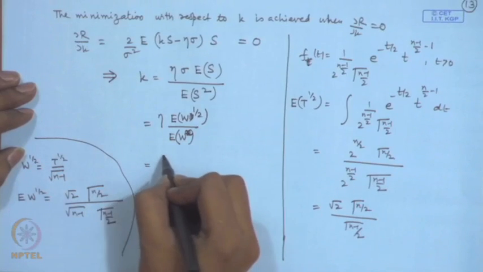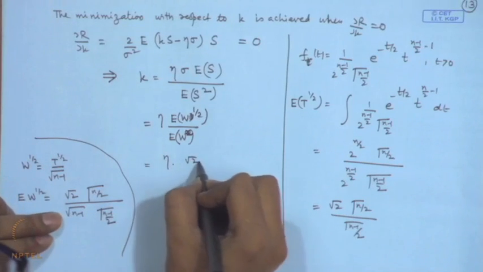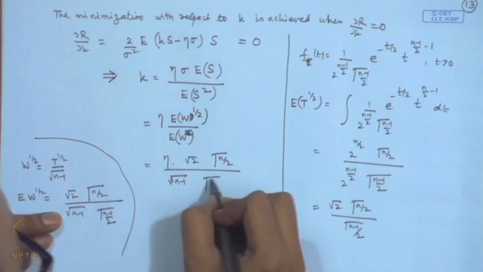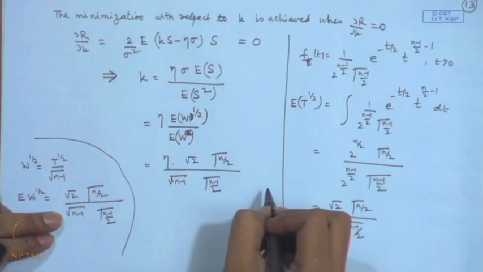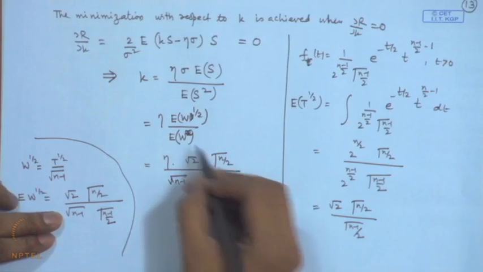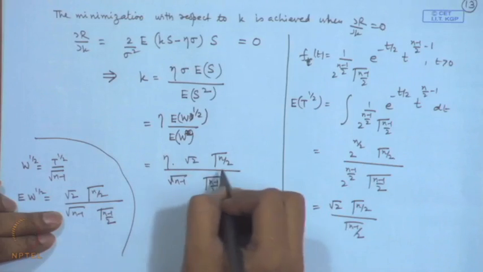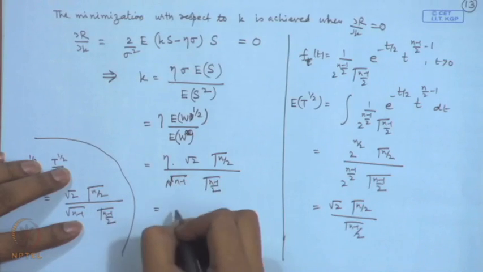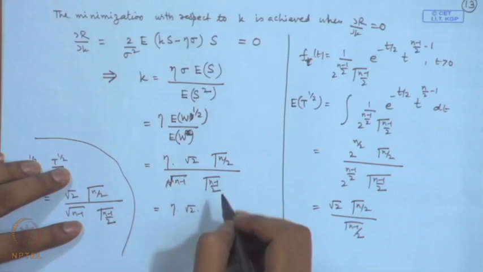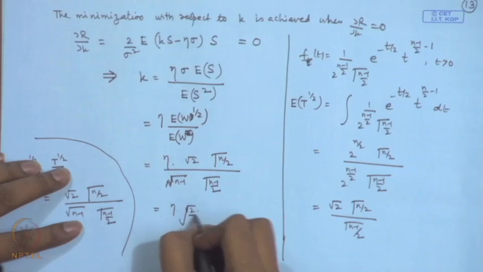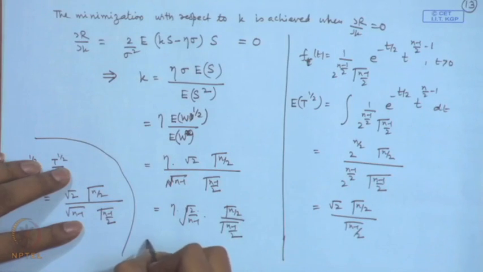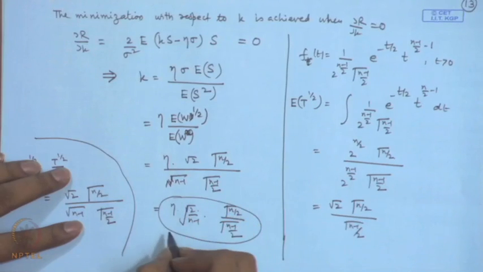So, these terms we substitute here: eta root 2 gamma n by 2 divided by square root n minus 1 gamma (n minus 1) by 2, and then expectation of w is equal to 1. So, this is the term that we get. Of course, we can write it as eta root 2 by (n minus 1) gamma n by 2 by gamma (n minus 1) by 2. So, this is the best choice of k.